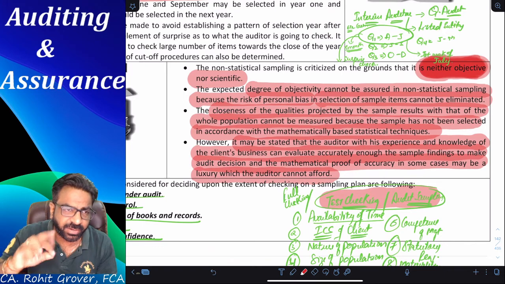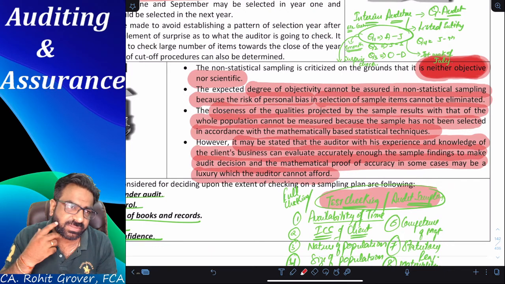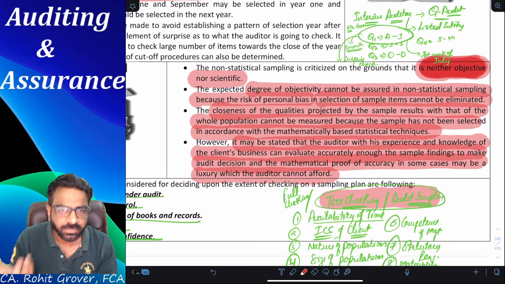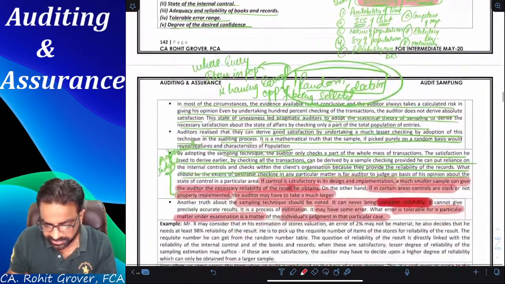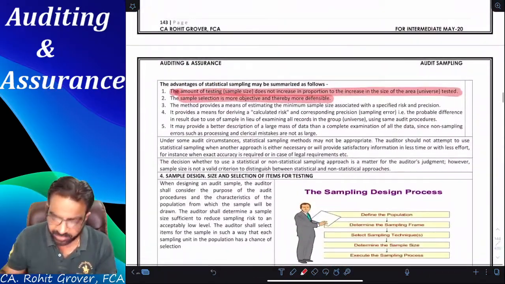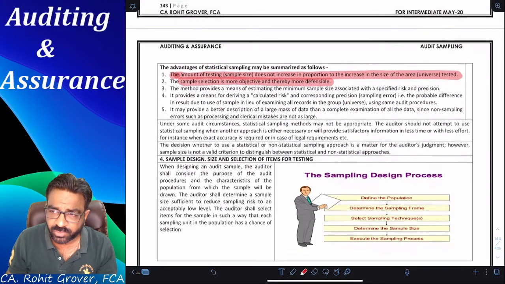Now, if you write it in a positive way, what will be the statistical method advantage? It is objective and scientific. So I think that is the best method by which you can retain it. But let us read it for 1 or 2 minutes.